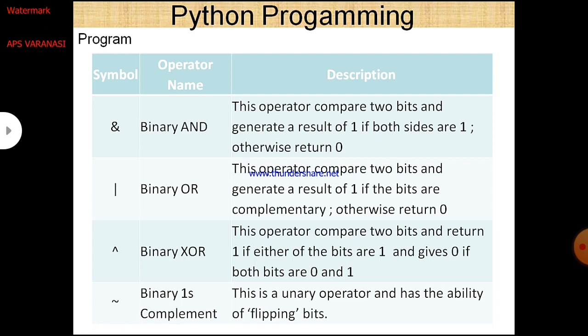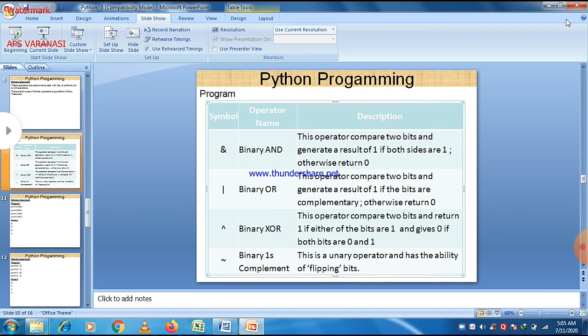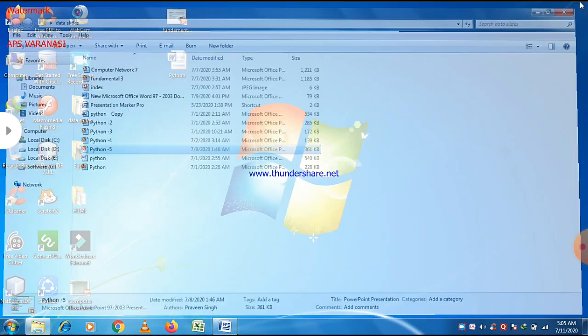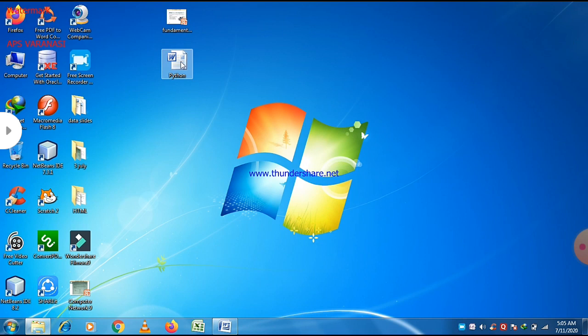These are also called binary AND, binary OR, binary XOR, and binary ones complement. So these operators were already discussed in our previous lecture, and in this lecture we are going to discuss the bitwise left shift operator and the bitwise right shift operator. So let's start. Bitwise left shift operator.